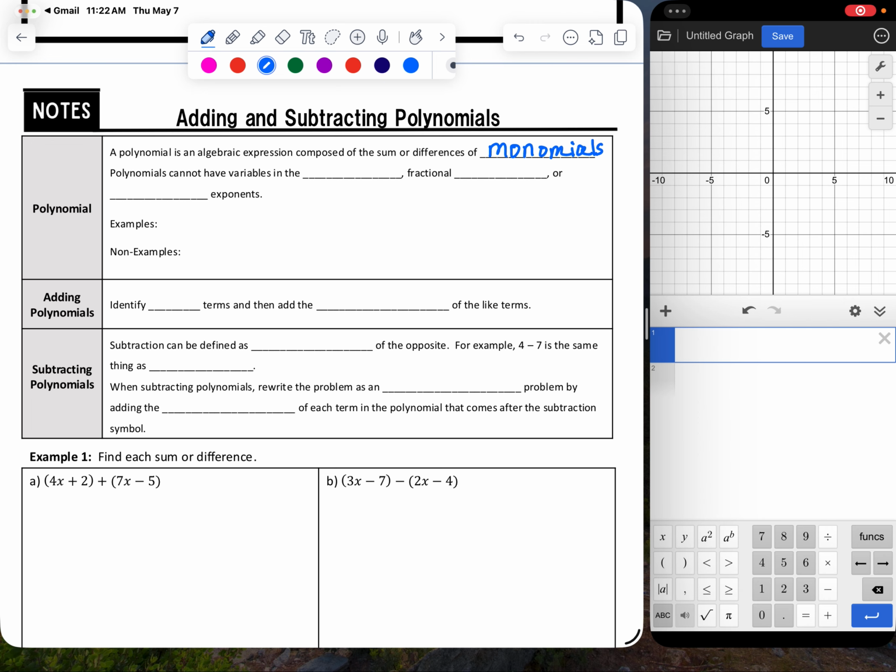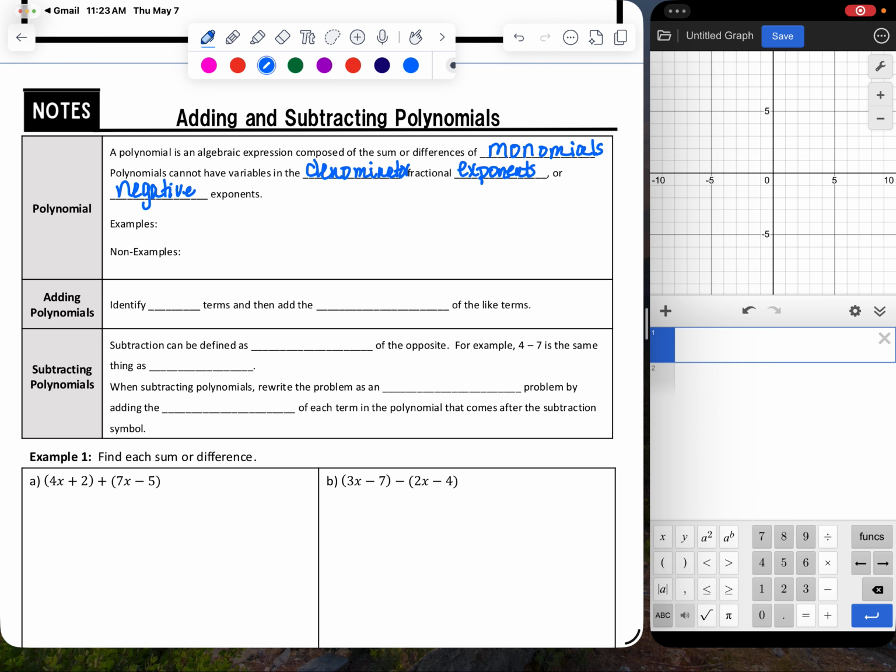Polynomials cannot have variables in the denominator, fractional exponents, or negative exponents. So let's look at some examples of polynomials, and let's look at some things that are not polynomials and talk about why they can't be polynomials.